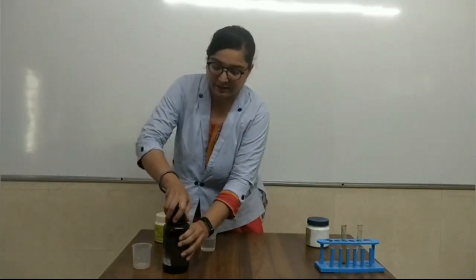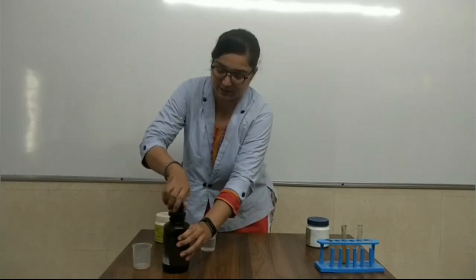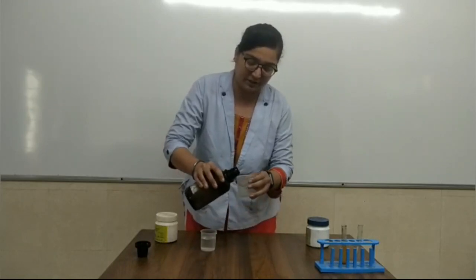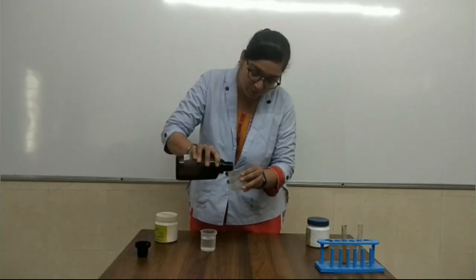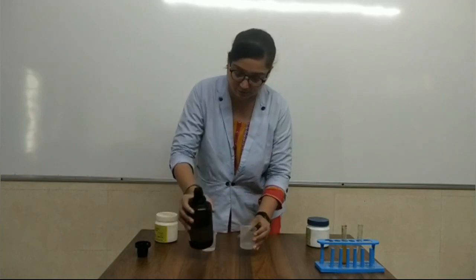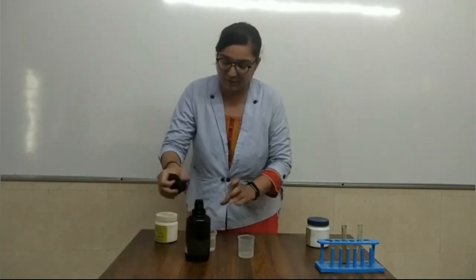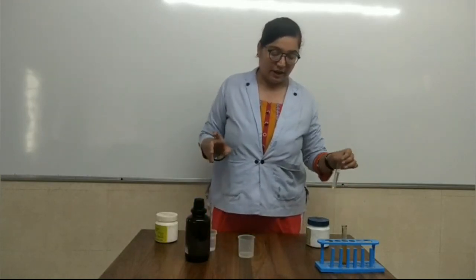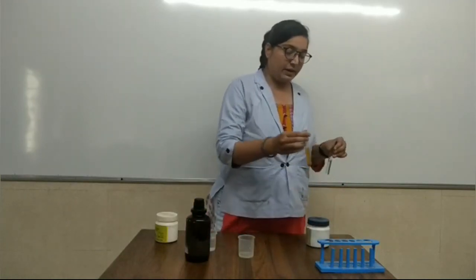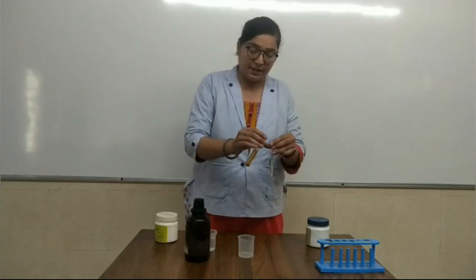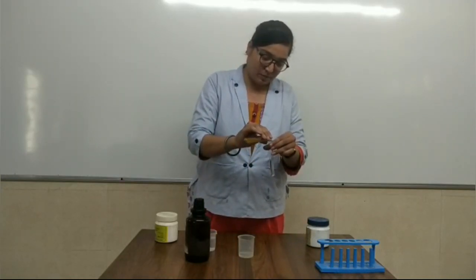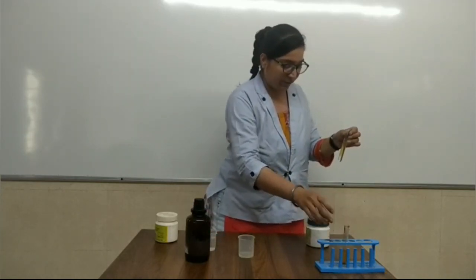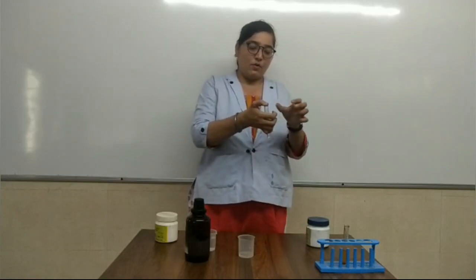Now we will add hydrochloric acid. So first, a little bit amount of hydrochloric acid is taken. Because this is nitrate, to this nitrate we'll add ferrous sulfate solution. Okay. This is how we mixed it.